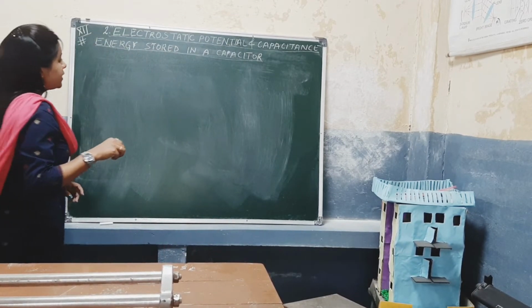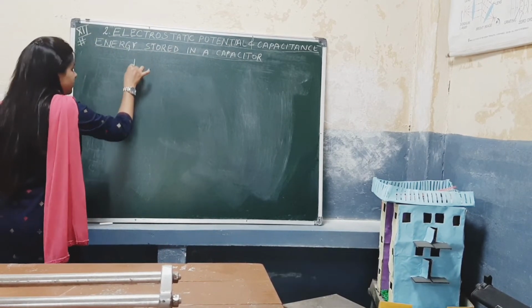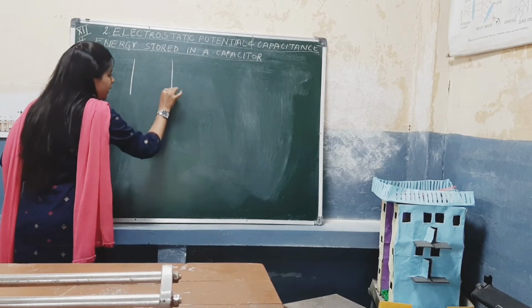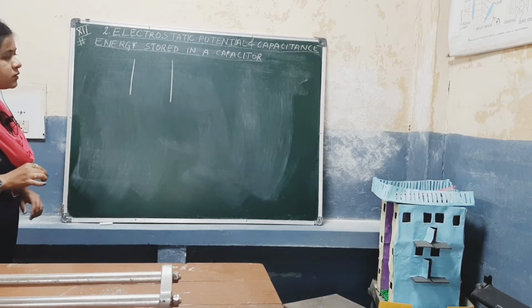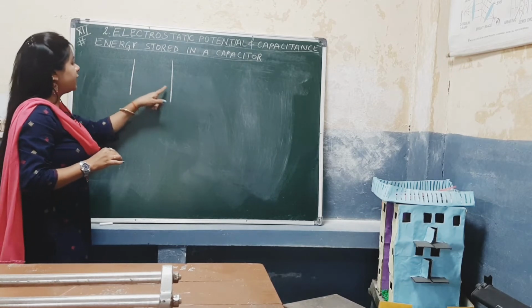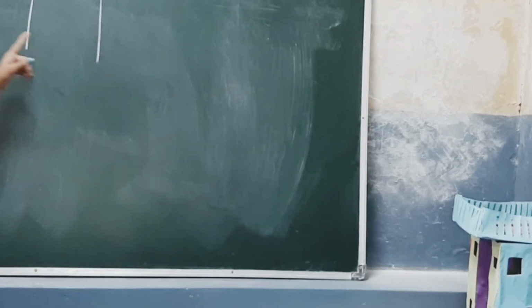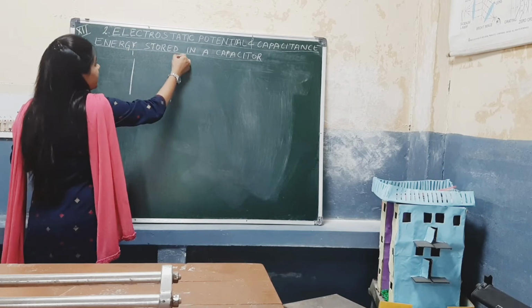So first of all, we'll consider a capacitor. That means two plates separated by some distance. Initially we consider that these two plates are uncharged. This is plate number 1 and this is plate number 2.